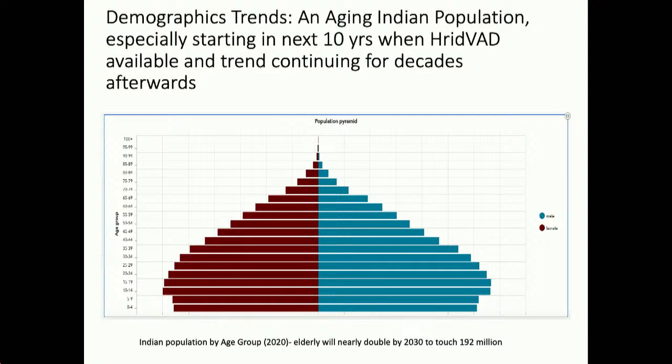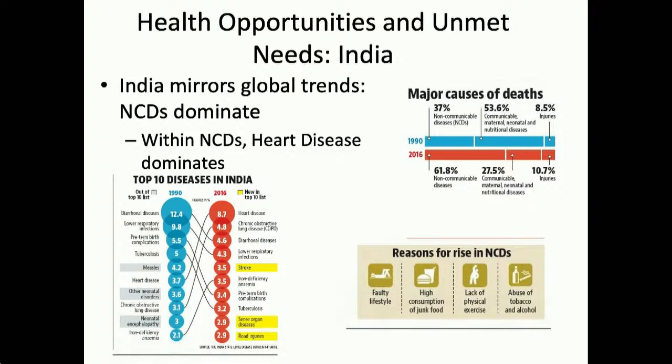You're going to have more older people supported by fewer younger people. It's already happening in China. So demographics is destiny. Health opportunities, you see the change from communicable diseases to NCDs. In 1990, diarrheal diseases were the leading killer. Now it's number 3. Heart disease, which was number 6, has quickly become the number 1 killer in India. And of course, we know the reasons for that.